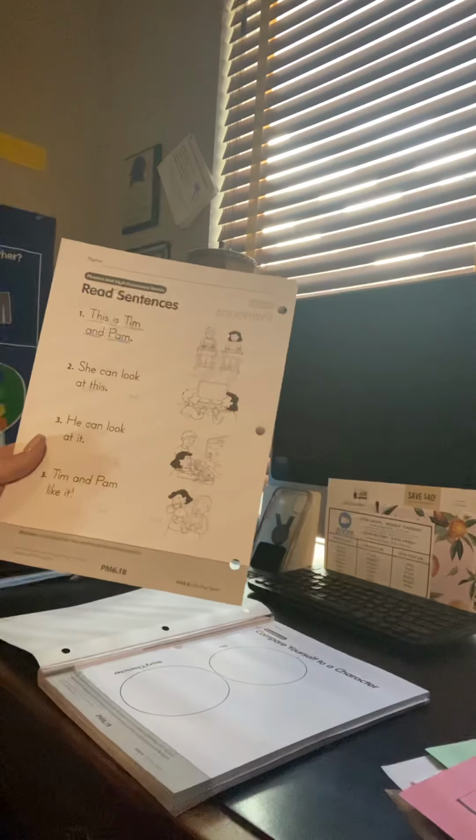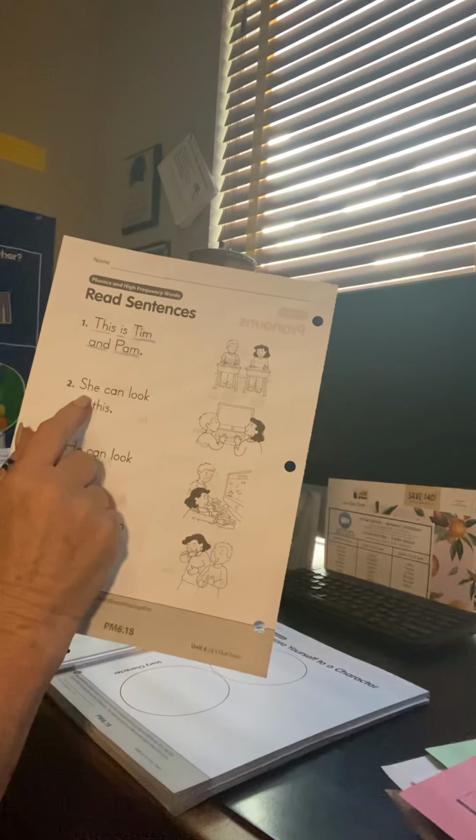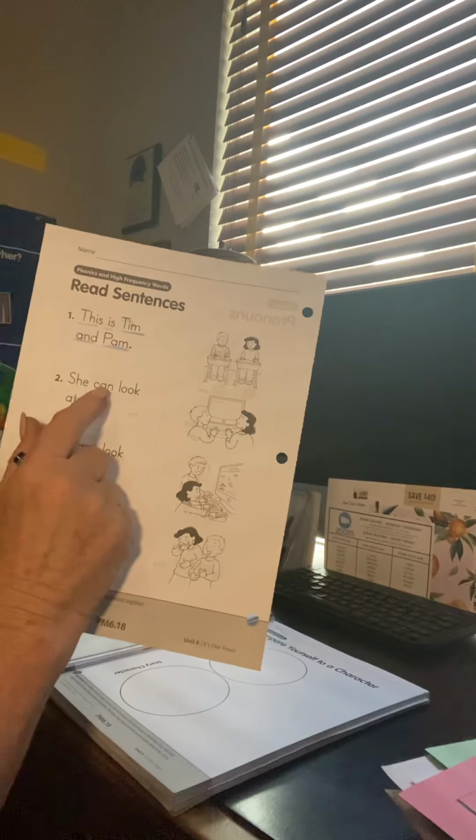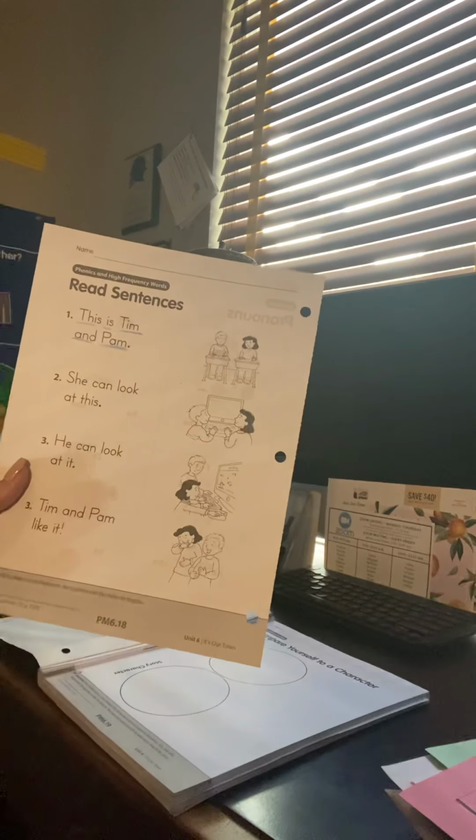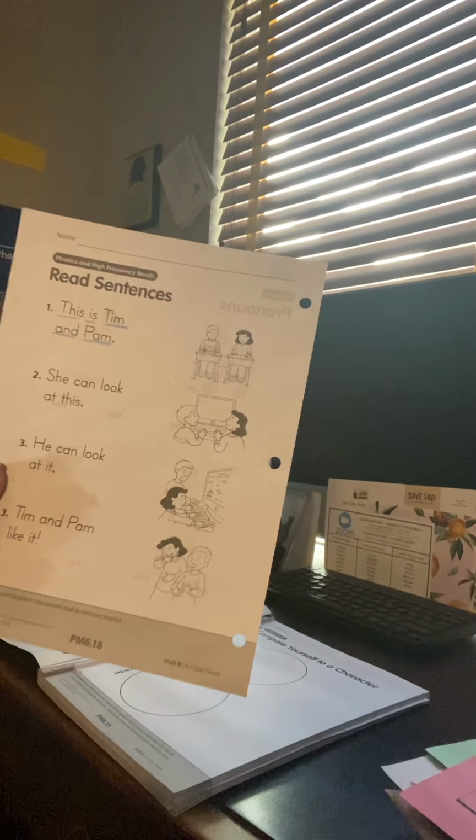The second sentence says, she. Remember our sight word she? You can look at this. Those are all sight words. What is she looking at?